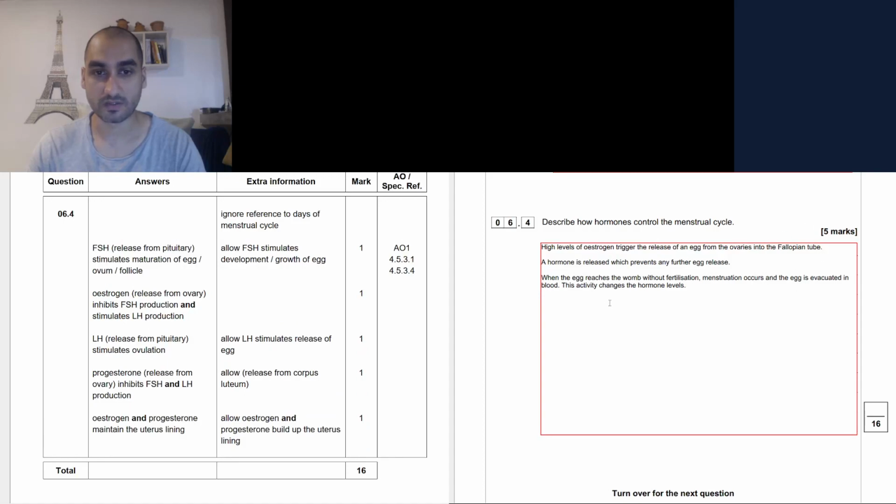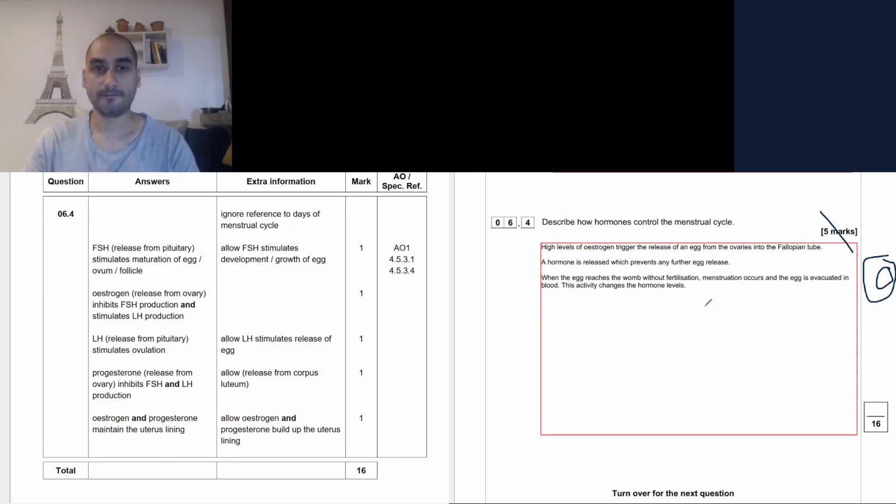Oh my god. There is nothing I can get marks for there. I even said high levels of estrogen trigger the release of an egg. It's the opposite way around. Estrogen prevents more eggs. So estrogen goes up when the egg is released.